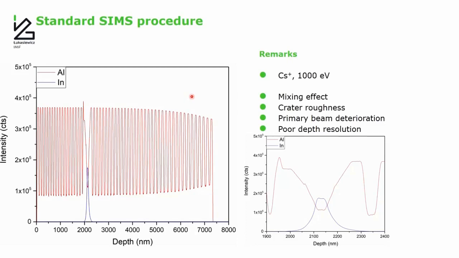First of all, once again, we have the problem of the mixing effect. And then for such a long, thick sample, the roughness of the crater's bottom is increasing during the analysis. So that's also causing problems. This is a long measurement, so the primary beam may deteriorate, and thus we end up with very poor depth resolution. But I was not satisfied with these results, so once again I established a dedicated procedure.